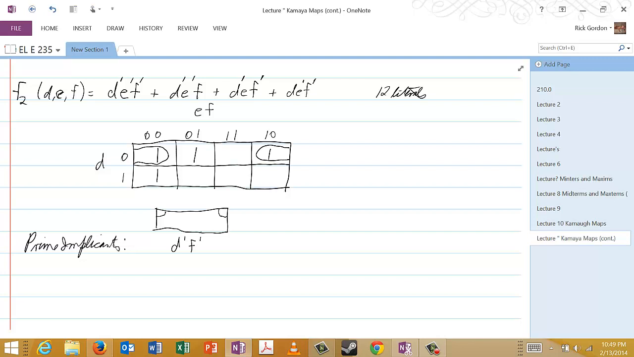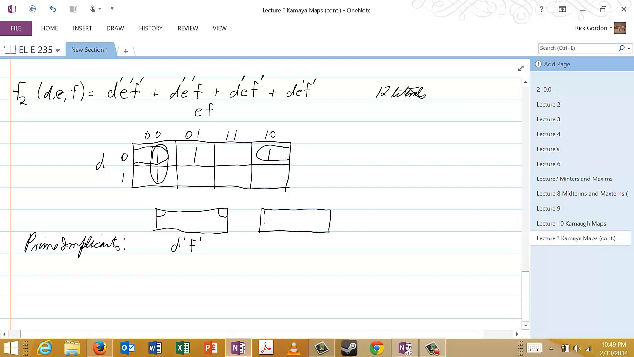Now, I don't see any more prime implicants of size 2 that are tricky, so let's do the ones that are obvious. And the first one that's obvious is this one. And again, notice that although it does overlap with a prime implicant we already have, it's not entirely contained within it, so that's okay.